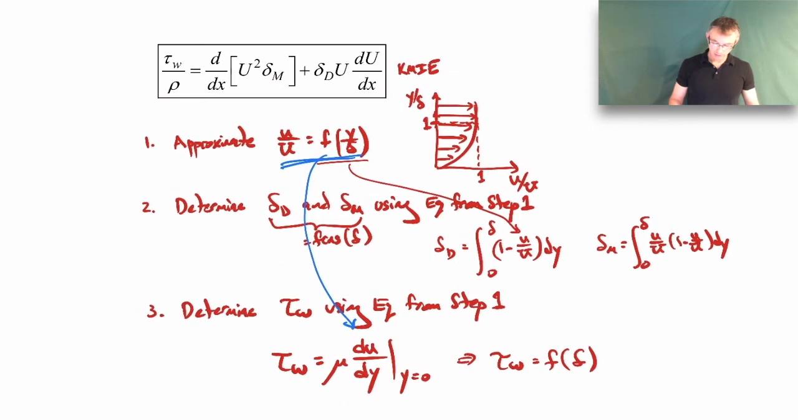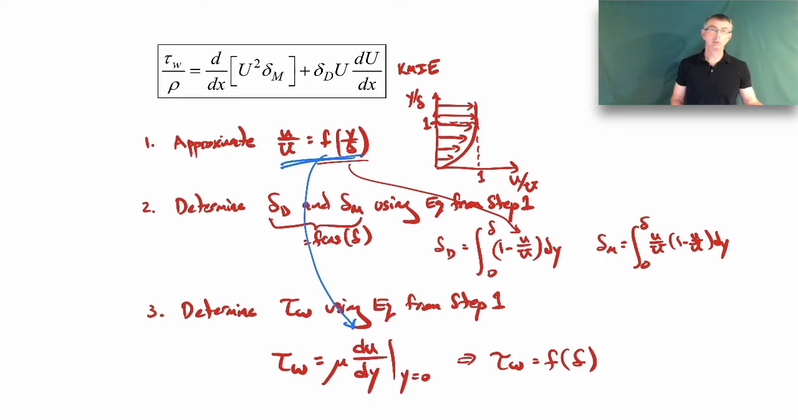So now what you'll see is that we have, and by the way, we can either use this kind of behavior, just this kind of expression, or in some cases people actually use experimental data. They actually measure the wall shear stress and use that experimental data as well. So that's another way to do it. But now what you see is that we have our wall shear stress in terms of delta, and our delta M and delta D also in terms of delta. And then the capital U is still just our outer flow velocity.